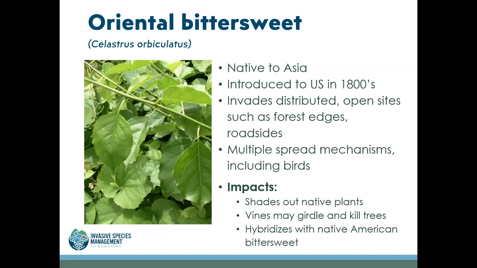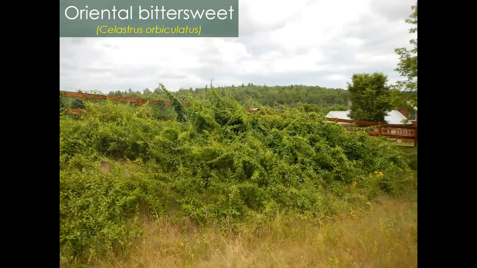Oriental bittersweet is a climbing woody vine that forms large, dense mats of vegetation. It will reach out and grab onto different types of substrate in order to reach up into the canopy for more sunlight. It may climb trees, power poles, fences, or really any type of infrastructure or other plants that may be present on the landscape.